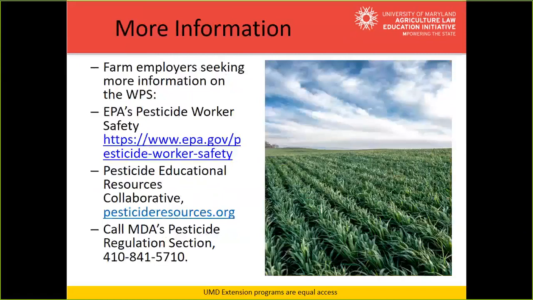So this is a very complex area, I would say. There's a lot of different responsibilities, and Neeth and I have tried to hit the highlights here with you, but there's a lot more information that can be gathered, and here's some good sources for that. The EPA's Pesticide Worker Safety website and PERC, the Pesticide Educational Resources Collaborative that Neeth referenced before. We gave you that website, and then the Maryland Department of Agriculture's Pesticide Regulation section. We gave you their phone number as well because they also can provide some really good information for you.